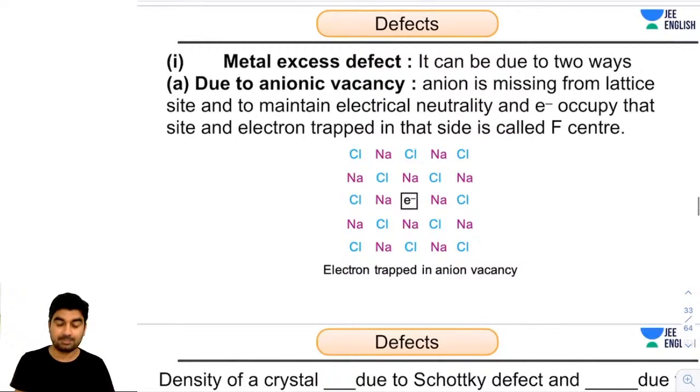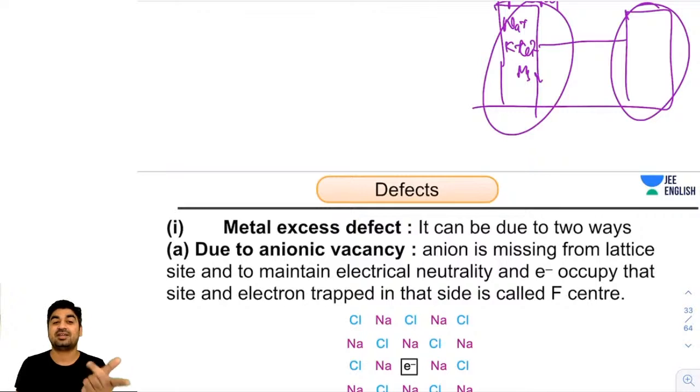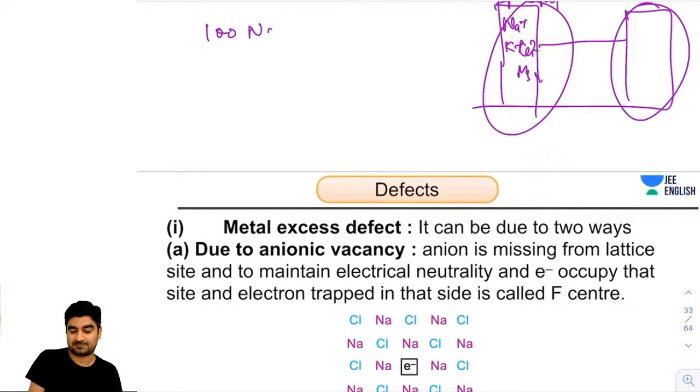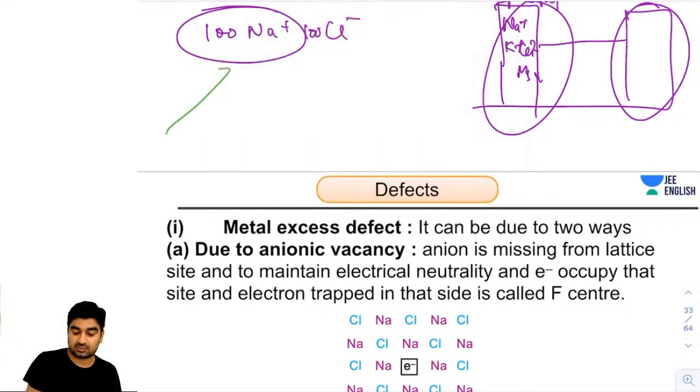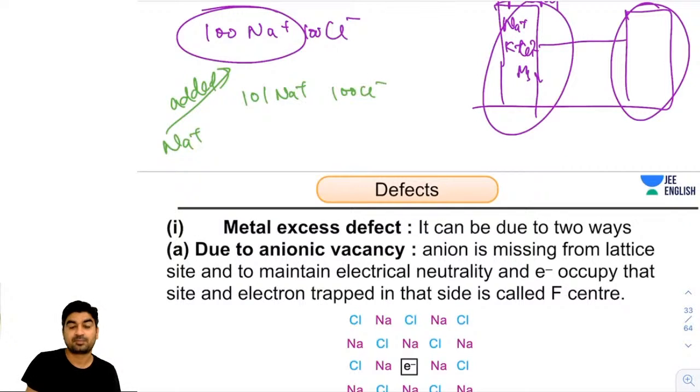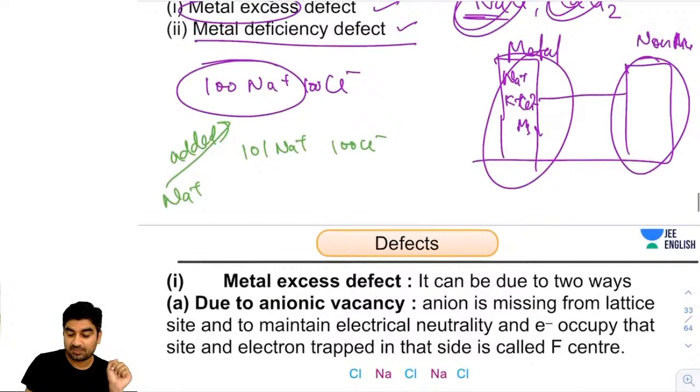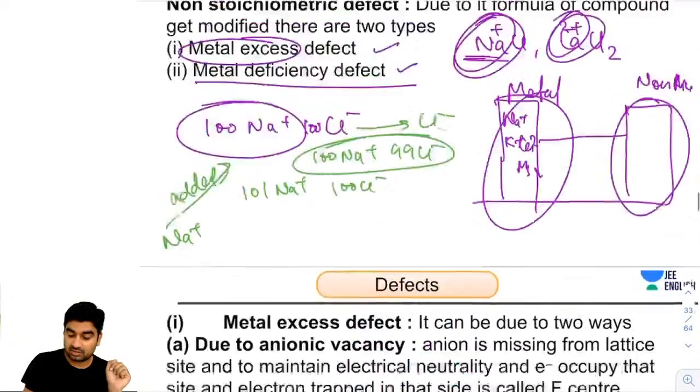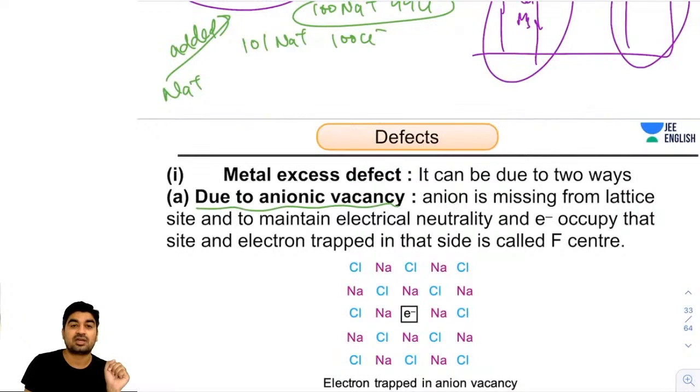So we have the metal excess defect. Metal excess can occur in two ways: either there are extra metals, or some anion is missing. Suppose we have 100 Na+ and 100 chloride. Now how can Na+ be in excess? Suppose one extra Na+ is added, so it becomes 101 Na+ and 100 chloride. There is one more way of metal excess: suppose one chloride is removed, and you get 100 Na+ and 99 chloride. So either an anion is missing, which we call anion vacancy, or the cation is in excess. Both mean the same. In both cases, the cation will be in excess.